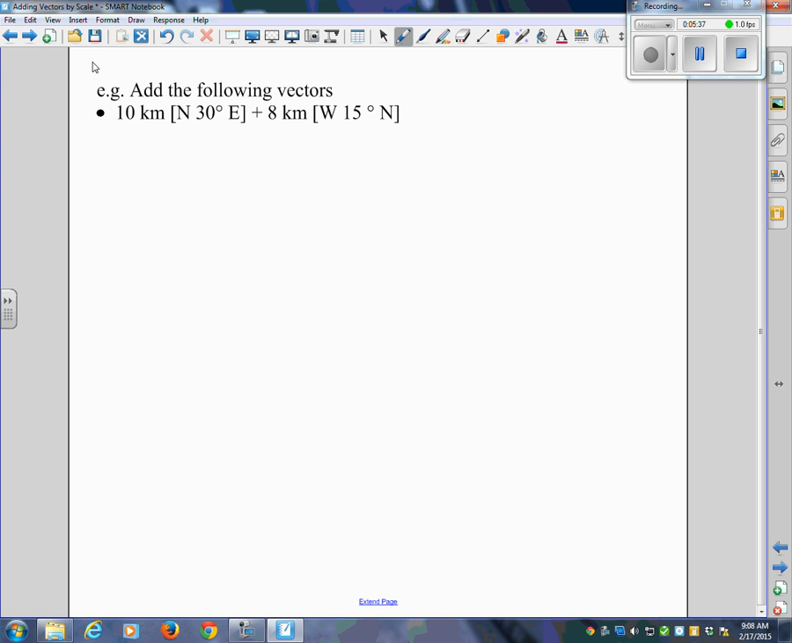Okay, so 10 kilometers at north 30 east and 8 kilometers at west 15 north. Job number 1 is make a scale. How can you tell, first of all, that it has to be by scale model and not Pythagoras? Do you know that they're not perpendicular? It's not a 90, right? You got north 30 east, you got crazy directions, it's not going to be 90. It might be, but not likely.